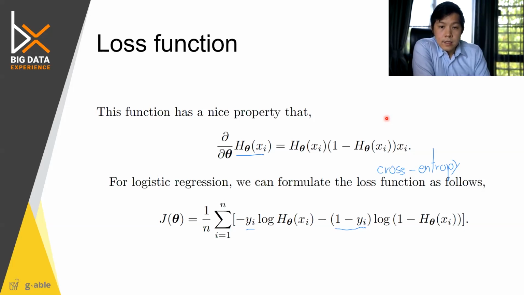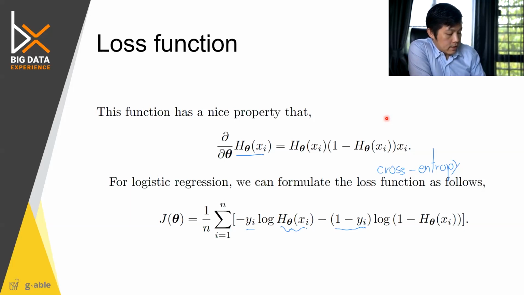y is the value of the class. Say y can be 1 or can be 0. If y is 1, then you have h theta x, which is the result of the model. If you are predicting the positive class, the log h theta x should be a large value. If it's a large value and y is positive, then this would be a negative value.